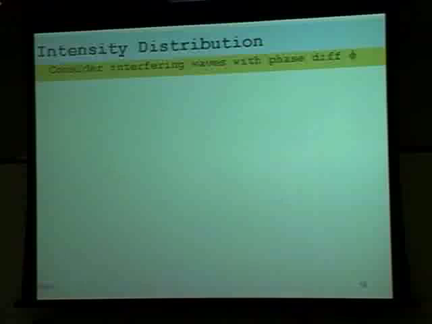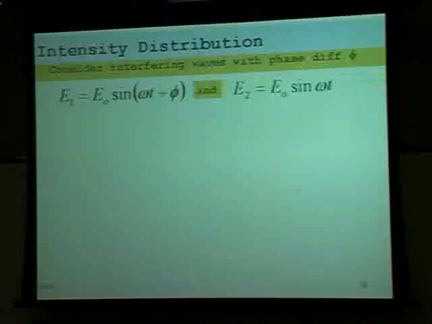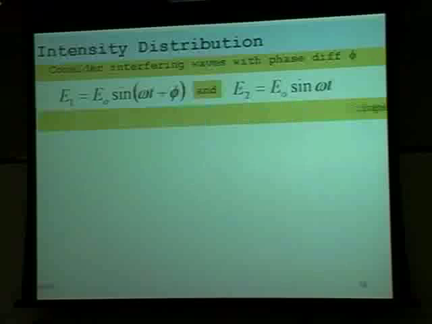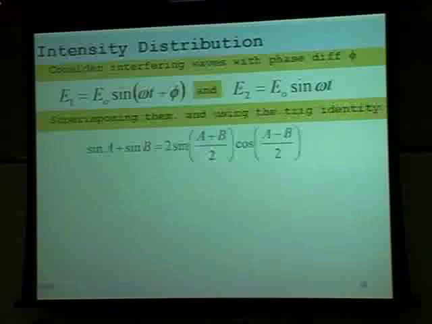Consider two interfering waves with a phase difference of phi. Say one wave is E naught sine omega t plus phi, and the other wave is just E naught sine omega t. I just kind of reversed them from the way I had them in your notes, because it makes it look better when I use this trig identity. Sine A plus sine B equals 2 sine A plus B over 2 times cosine A minus B over 2. So we're going to add these two waves and see what we get.